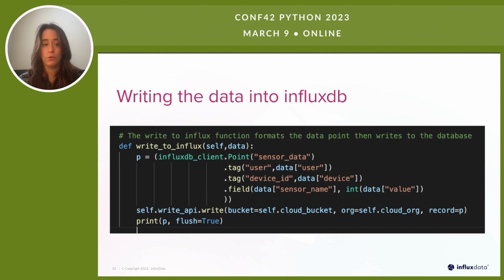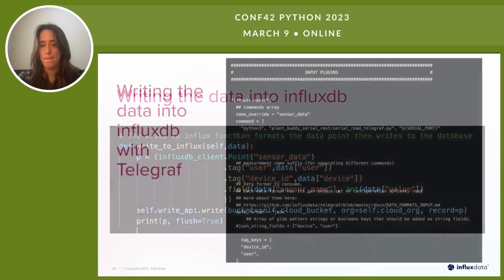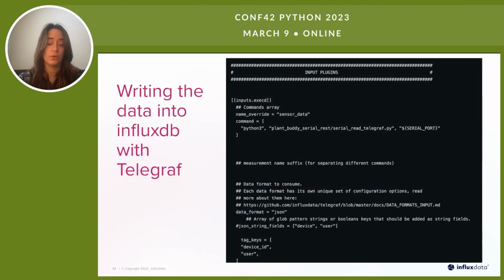That's pretty much it. We create a point with the point method, and we're encapsulating this in a write to Influx function, and we use the write method to actually write this point to our bucket and to our organization within our organization.